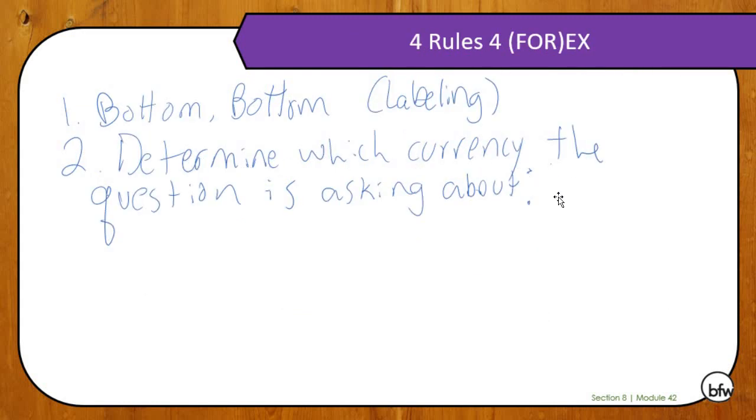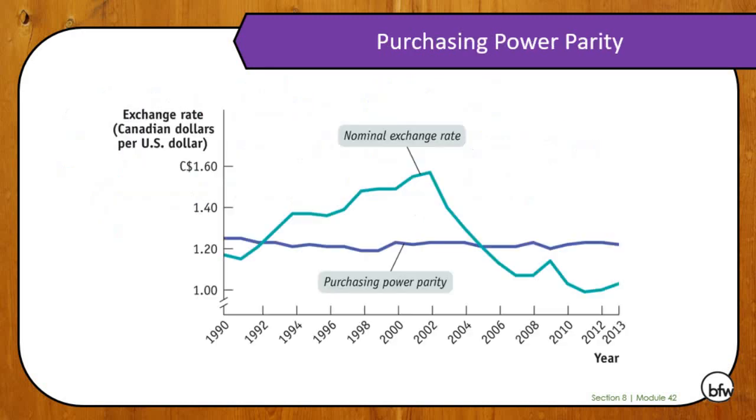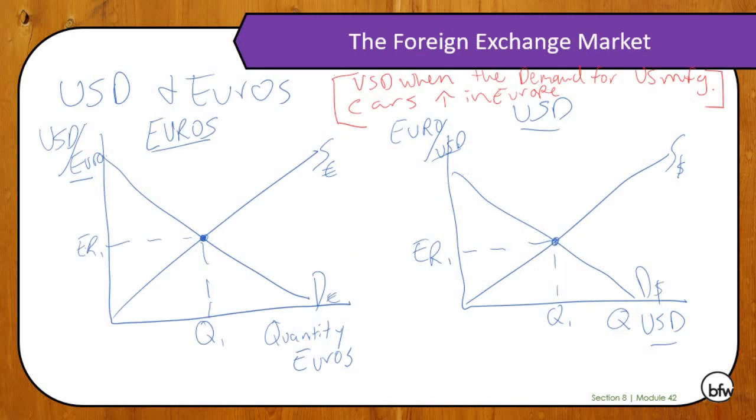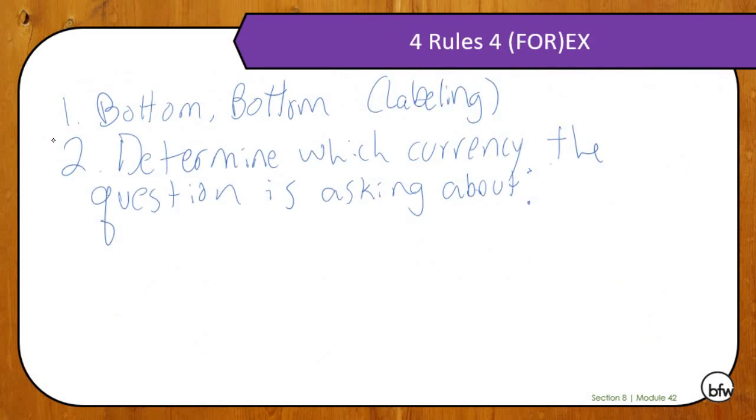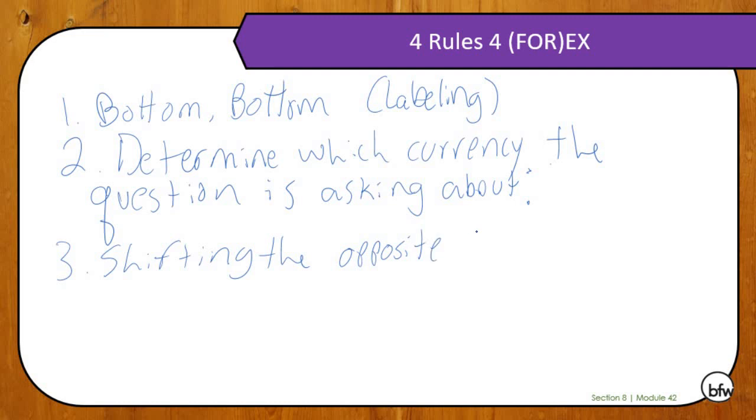So in this case, we're determining which currency the question is asking about. Alright, well, we know right here that it's US dollars. Okay, and it'll always be that explicit for you. Alright, the third rule for Forex is going to be shifting the opposite curve in the same direction for both graphs.